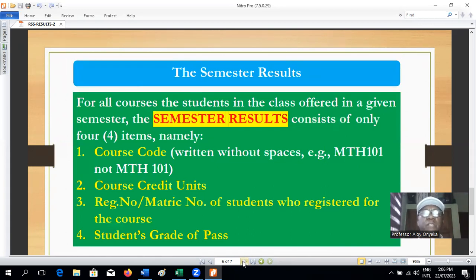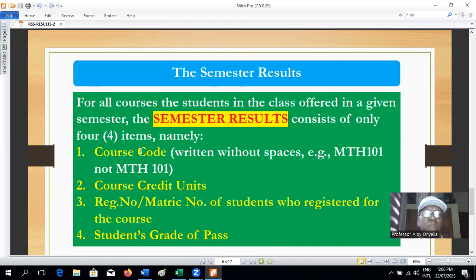Then we get to semester results. I told you there are two things that you enter in the result worksheet. One is the course list, two is the semester result. So for the semester results, there are just 4 items for each of the courses.